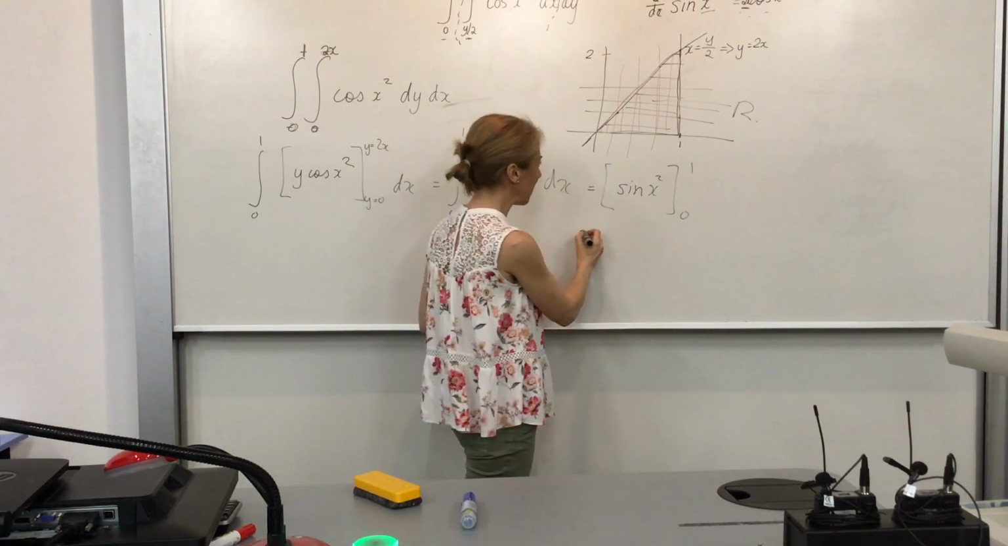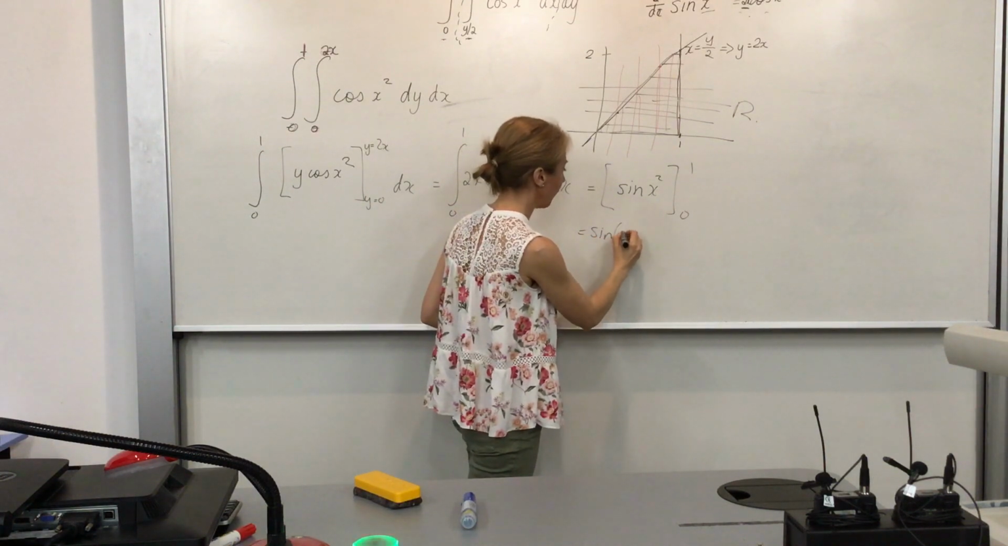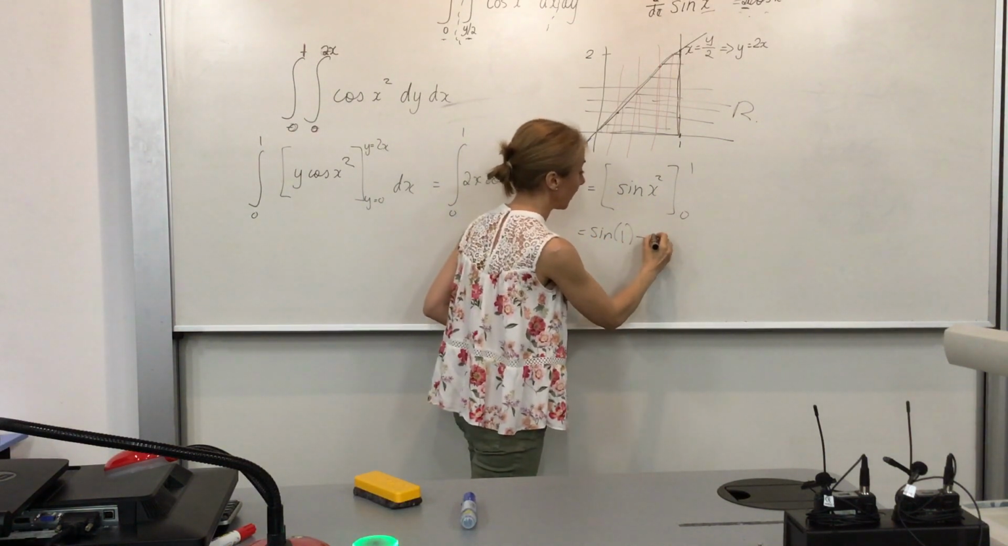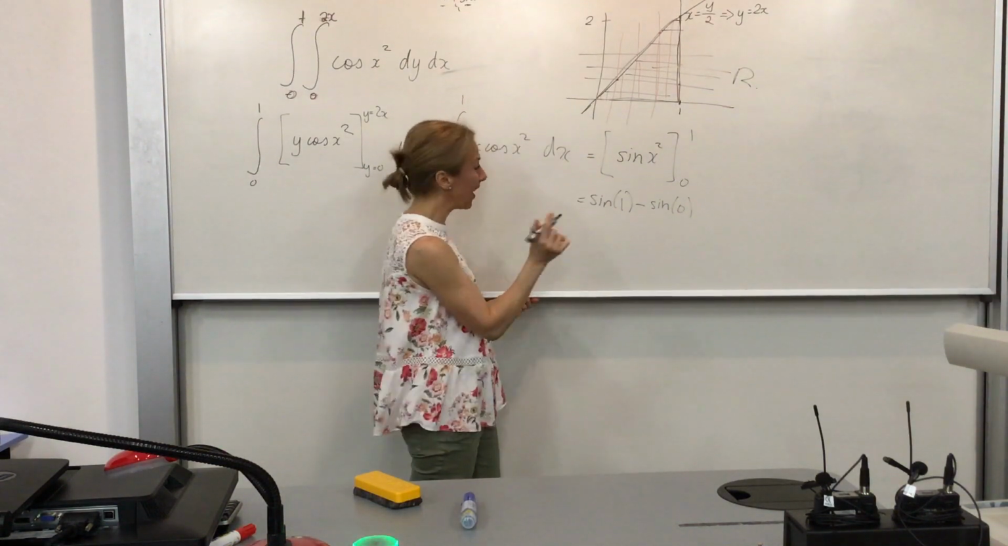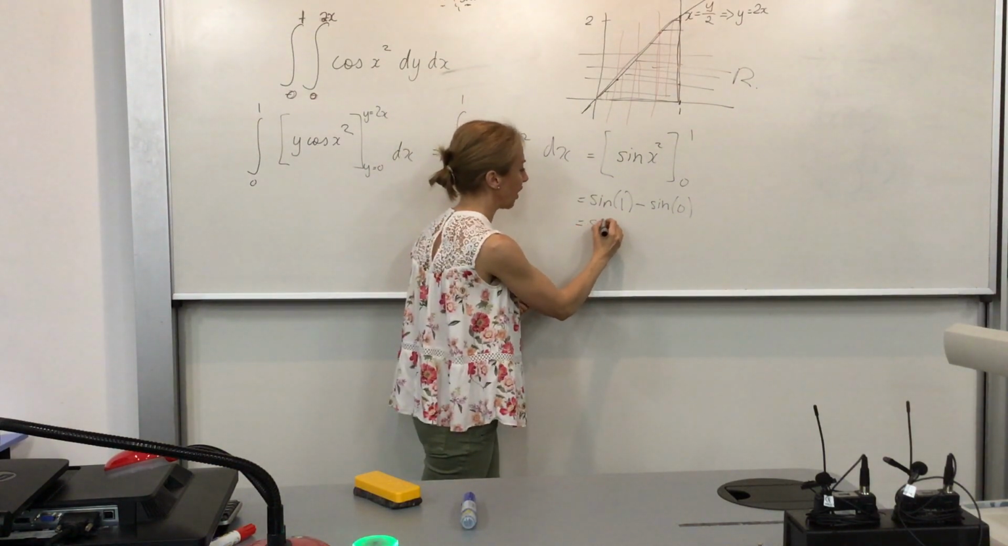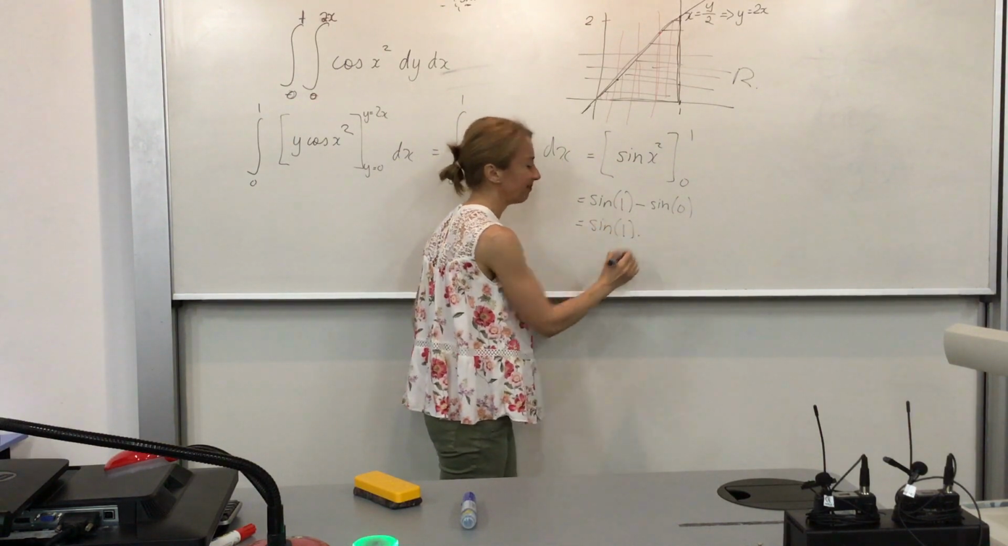So now evaluating, that is sine of 1 minus sine 0, which is 0. So the final answer is in fact sine of 1 radian.